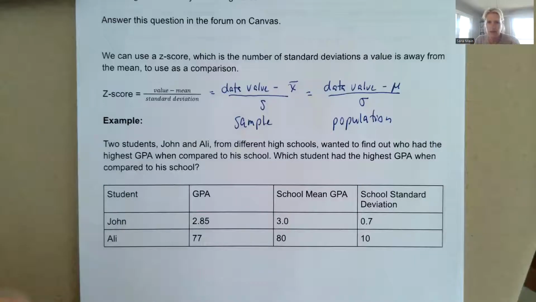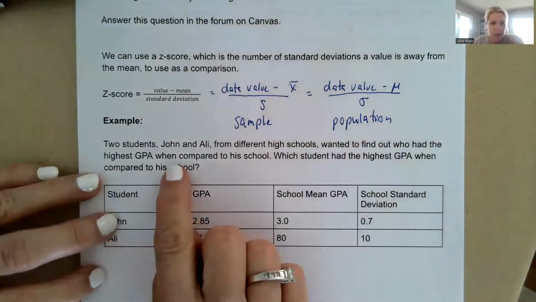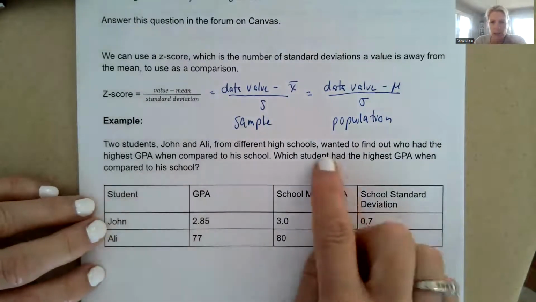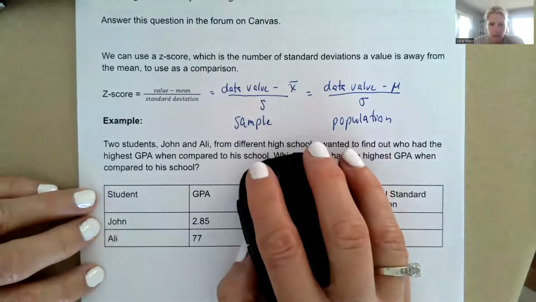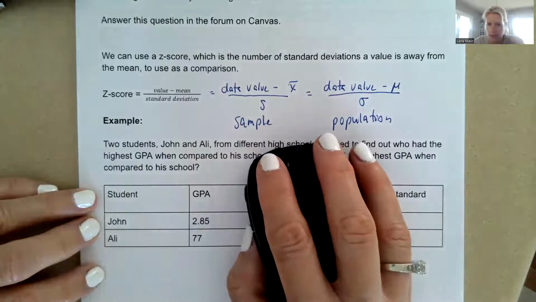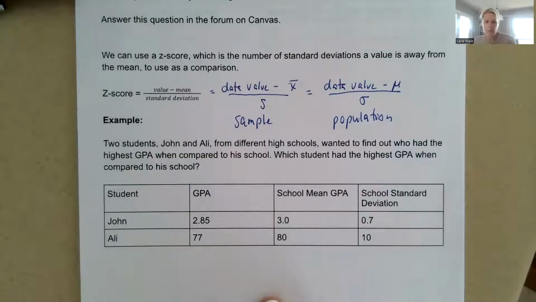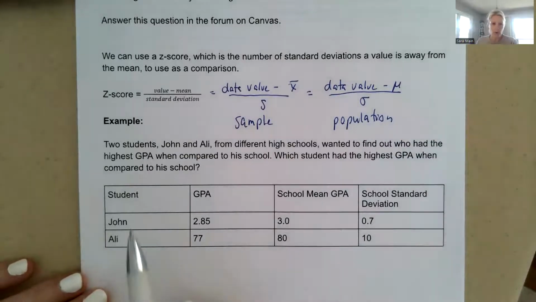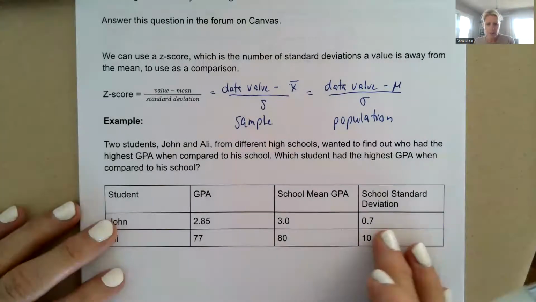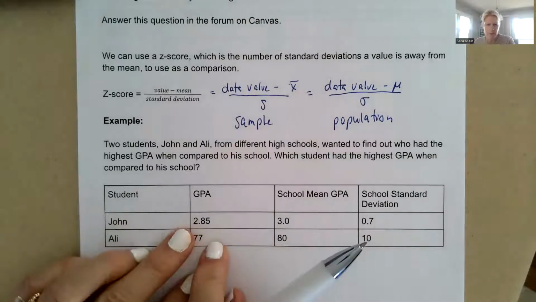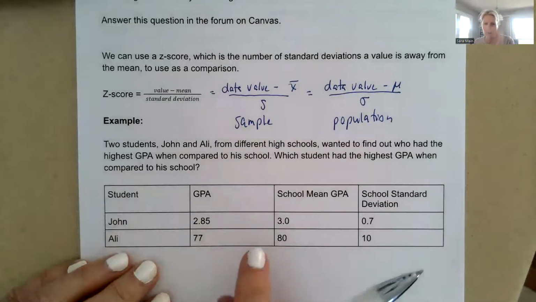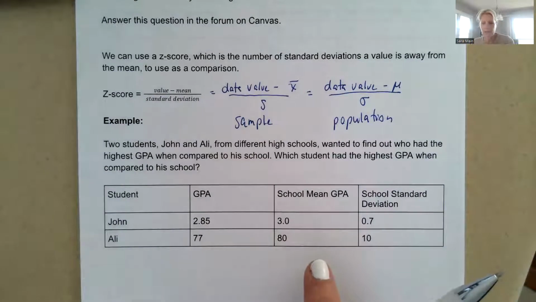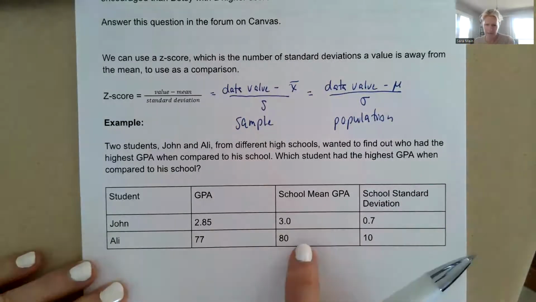So let's look at two students, John and Allie, from different high schools. They wanted to find out who had the highest GPA when compared to his school. Which student had the highest GPA when compared to his school? And John and Allie, you can see that their schools have calculated their GPAs differently. So we're going to calculate the z-score for both John and Allie because you can't compare them apples to apples. If you look at their raw GPA, it definitely looks like Ali has a much higher GPA than John. But we have to compare them to everybody else at their school and how their GPA is calculated there.